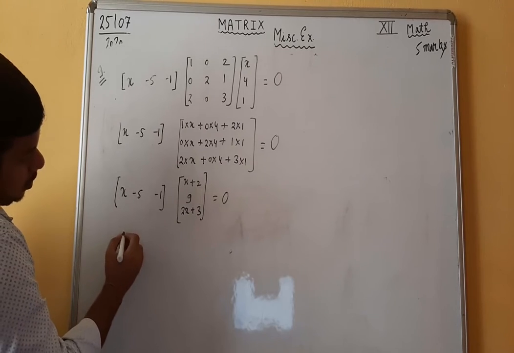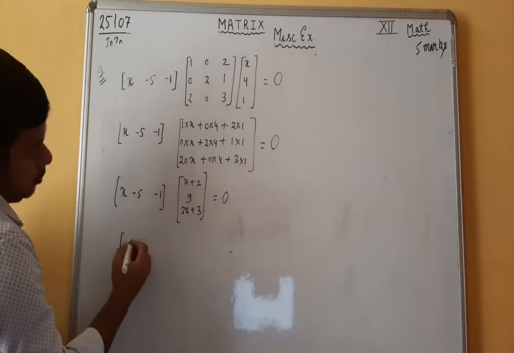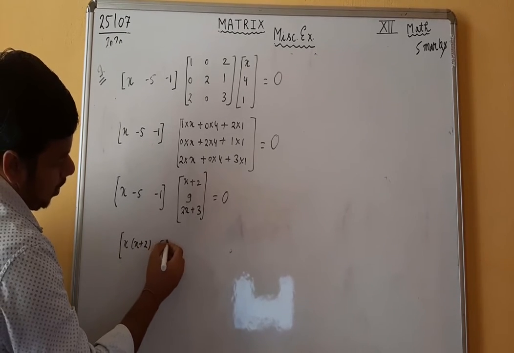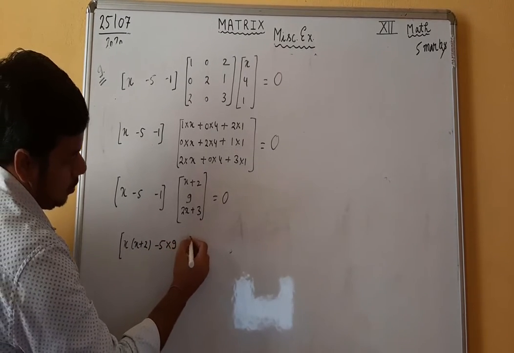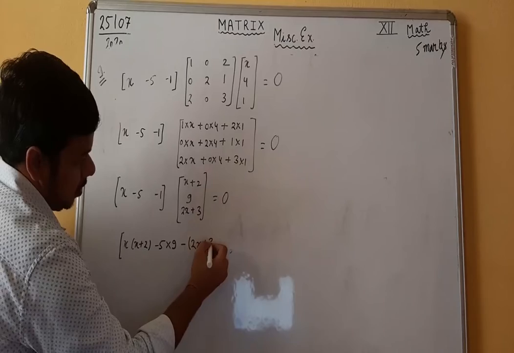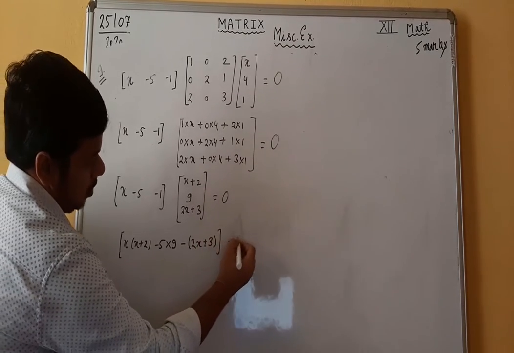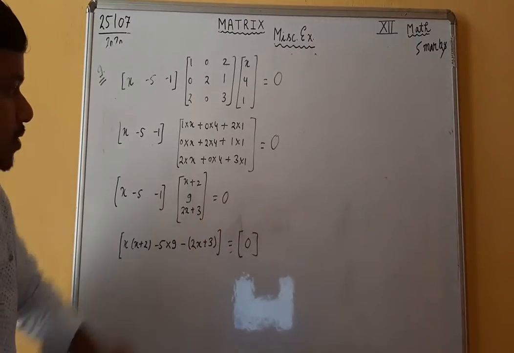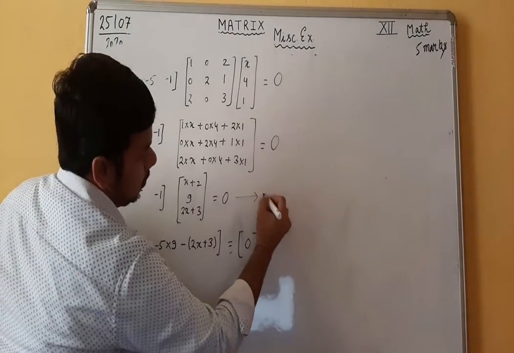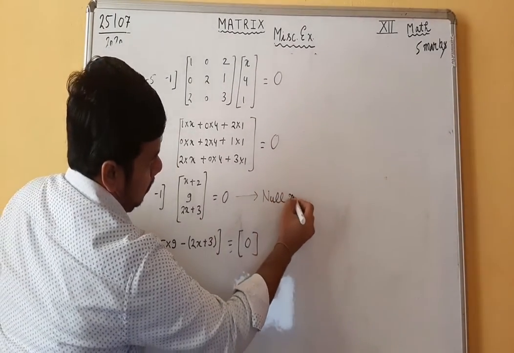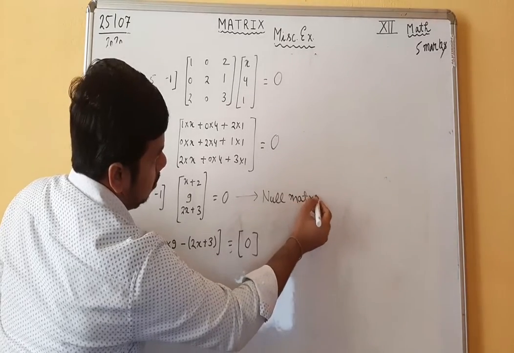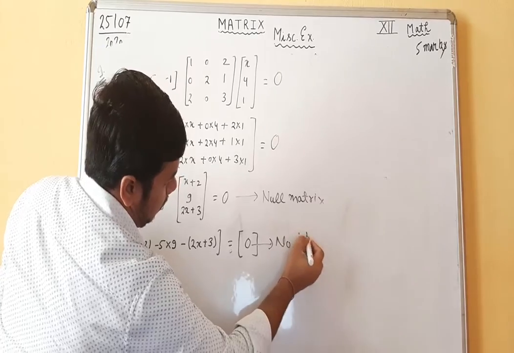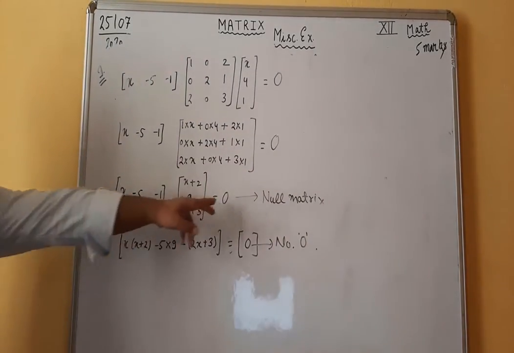So now multiply first row first column, x into x plus 2 minus 5 into 9 minus 2x plus 3, it is equal to 0. See the difference between this and this. This is the null matrix, right? This is the notation for null matrix, and this is the number 0. Okay, this is the difference.